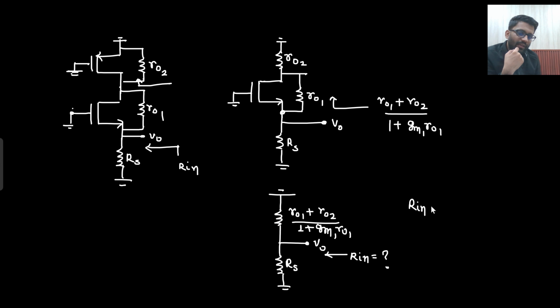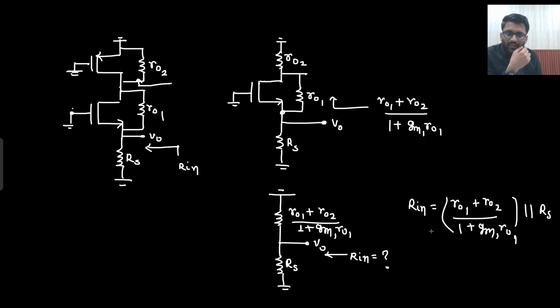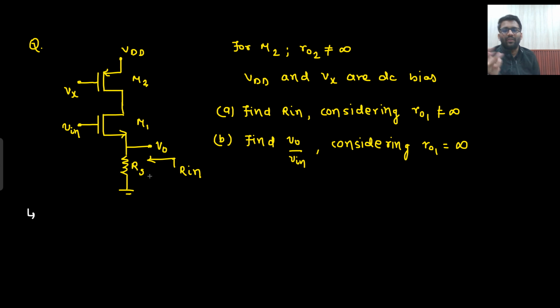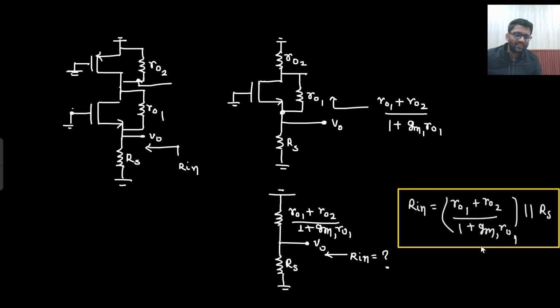So the value of Rin will be, from V0 to ground, R01 plus R02 divided by 1 plus GM1 RO1, that is in parallel with RS. That will be your Rin or Rx, whatever we can call it. We are calling it Rin, although this is not Rin because this is the applied input, no. So I should have called it Rx. Okay, so this is not Rin, this is your Rx. So what is my Rx?